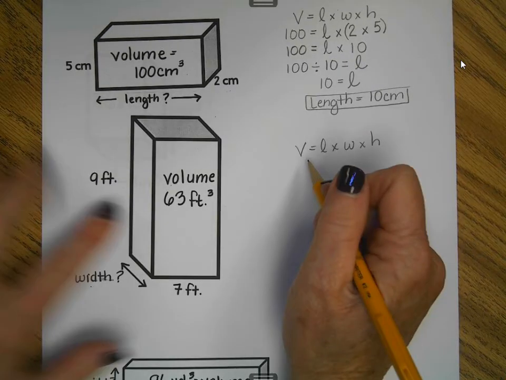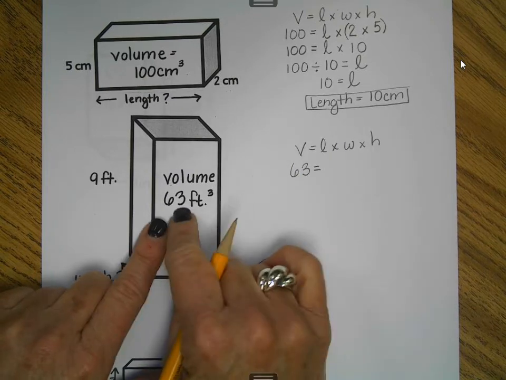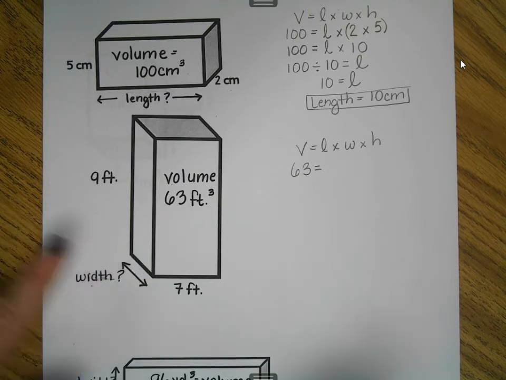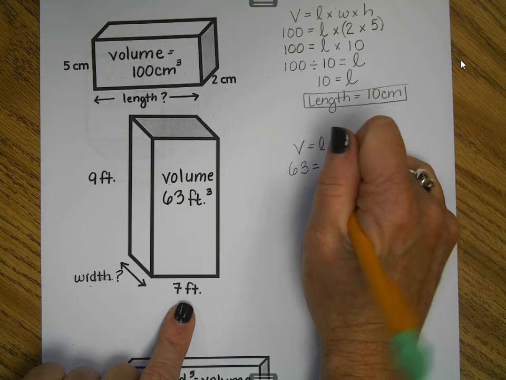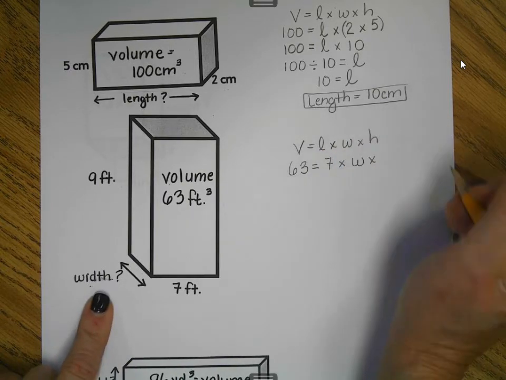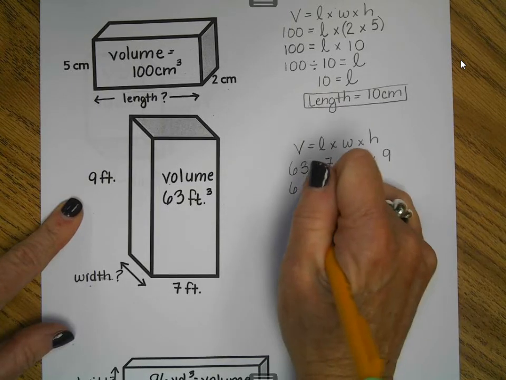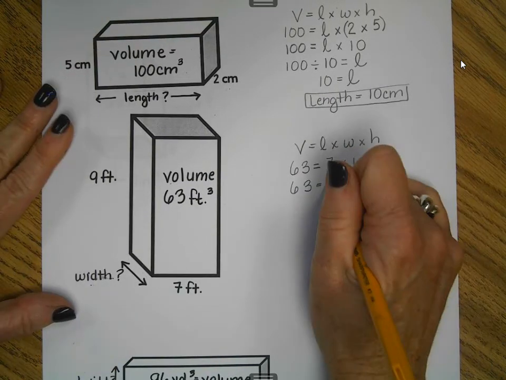All right, the volume is 63 cubic feet. I just need the number 63. The length, there it is, 7 feet. The width, I don't know, so I'm going to leave the W, and the height is 9 feet. All right, this is one where I need to use the commutative property and move some things around.